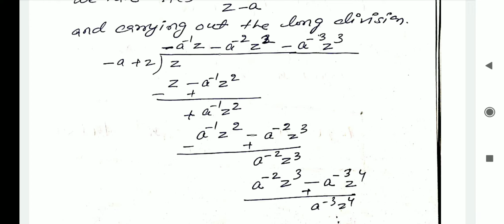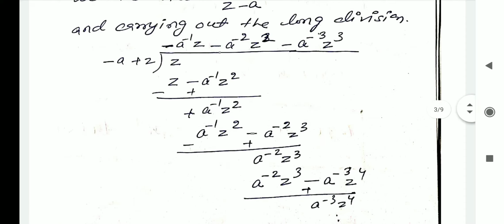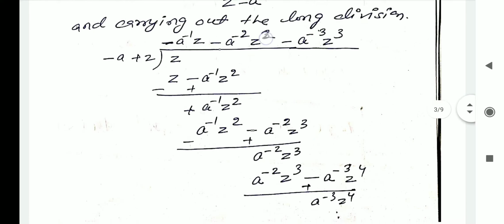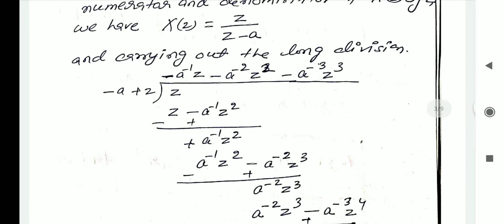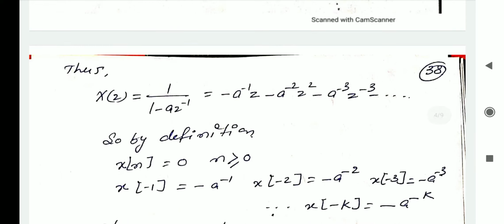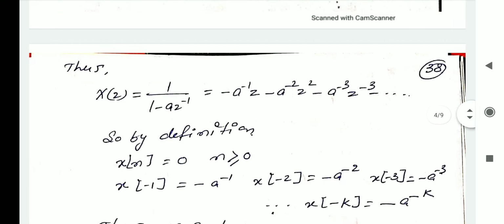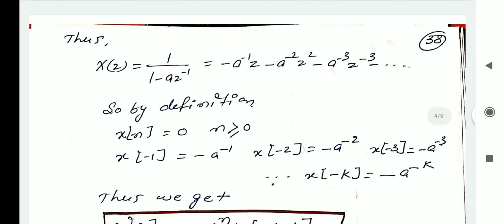So this becomes minus a to the power minus 2 z square. Again the second term will be minus a to the power minus 2 into z cube. So if z is multiplied by this, I will be getting this as a term. So here again subtracting it, and I am getting these as a quotient. Again I can write x of z as 1 by 1 minus a z to the power minus 1. This is minus a to the power minus 1 z minus a to the power minus 2 z square minus a to the power minus 3 z cube, and it goes on in continuation.